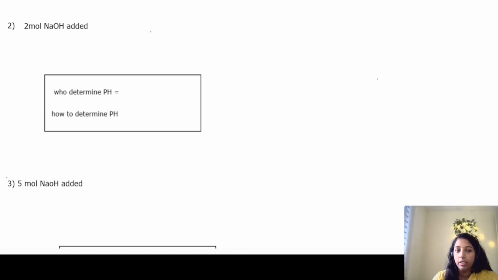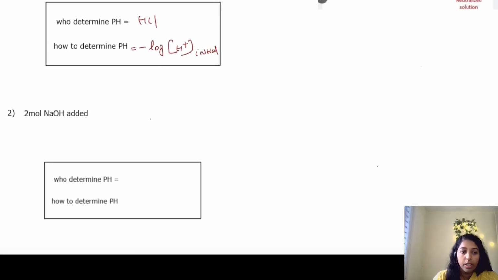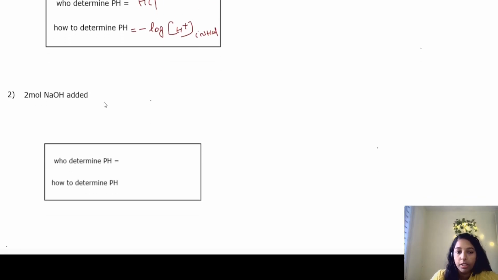Then you tell me, if 2 mole of NaOH is added, what happened? Who determines the pH? If 2 mole of NaOH is added, who determines the pH? So what is our equation? HCl is there. So every time in titration, be careful. This table is very, very important.